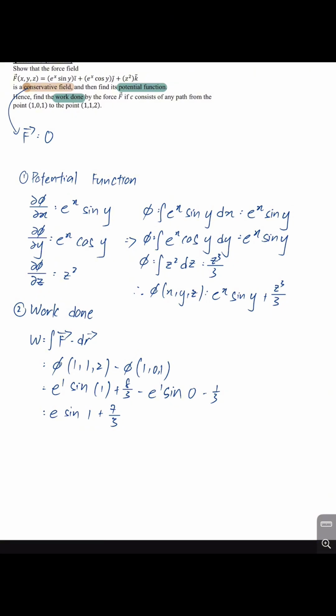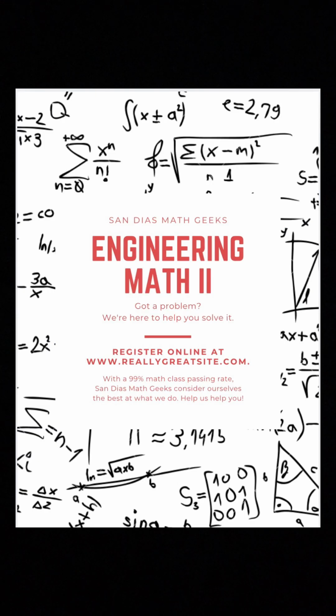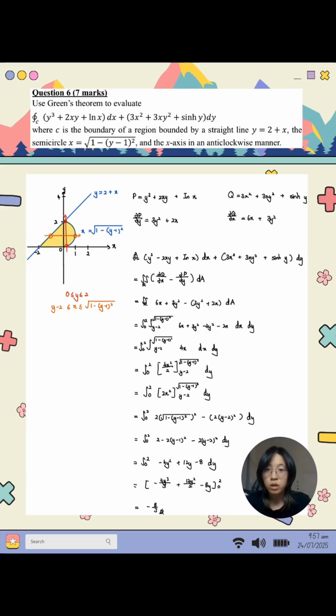That's all. In addition, question 6 applies Green's theorem, which allows us to convert a line integral into a double integral over a region. This simplifies the computation by using partial derivatives and carefully identifying the bounded region and its orientation. I now invite Jiaxuan to explain question 6. I'm Jiaxuan. I'm going to present question 6.